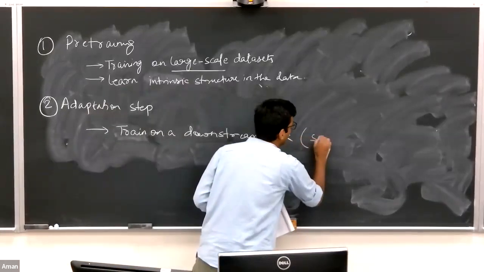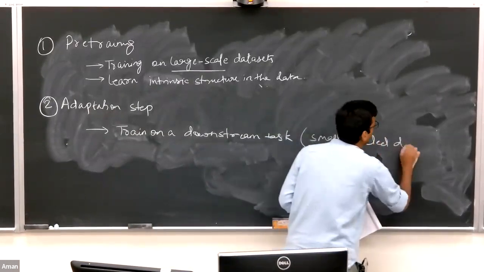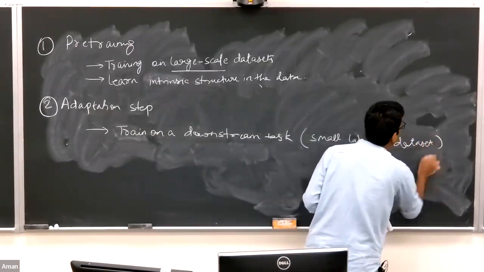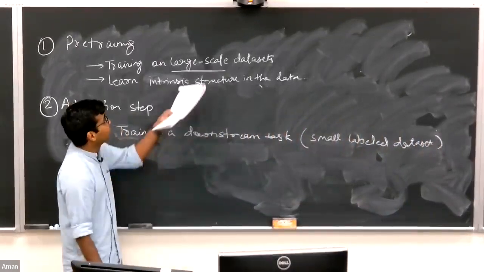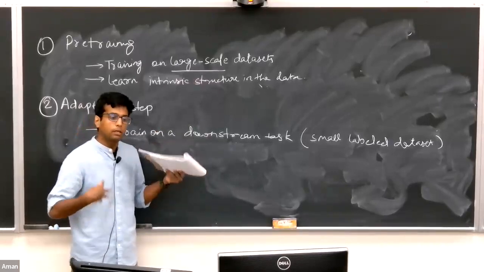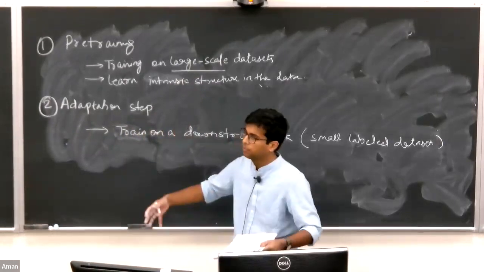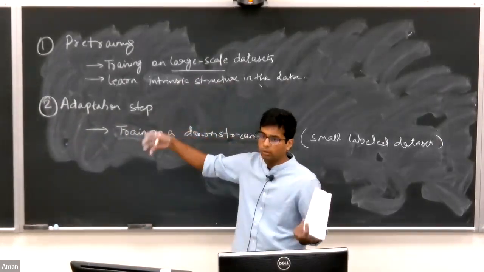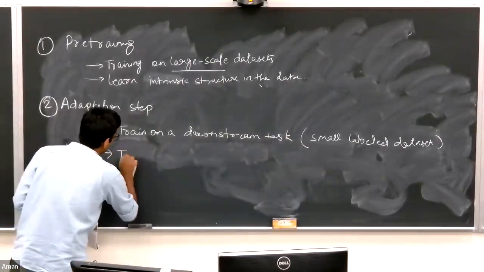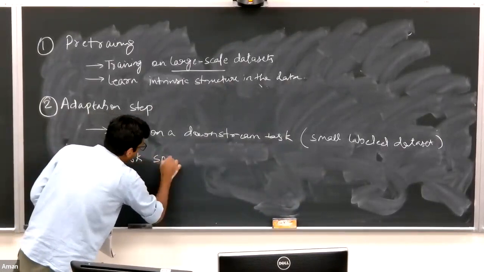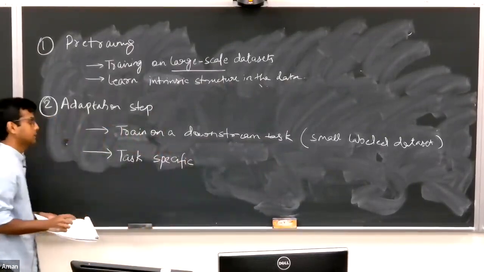So you use a small data set, and this data set can be really small. You can have 10,000 examples, 5,000 examples, anything that is not comparable to the large scale data set. You can already use the information that was learned in the first step and then try to solve a smaller problem, which is a subset of the problem that you were trying to learn in the first step, right? So here, this step is more task specific. So you're not really learning anything intrinsic, and you just want to solve one task. Okay.